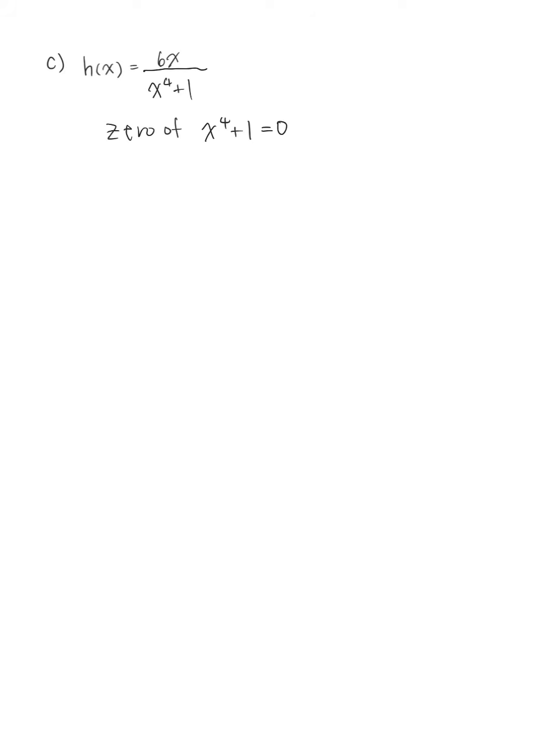So you're going to set this equal to 0, then you're going to have x to the 4th equals negative 1. Could that ever happen if x is a real number? No, because the solution for this is going to be imaginary, which means that the denominator has no real zeros, therefore h of x has no vertical asymptote.